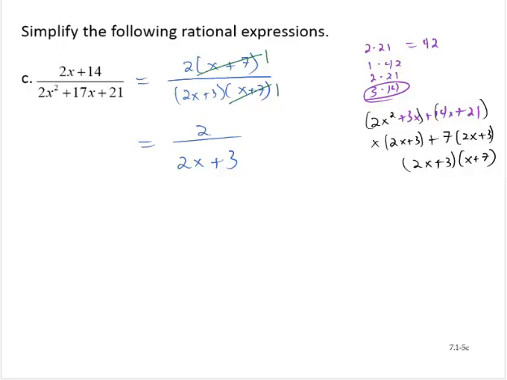Can we remove those 2's? No, we can't, because 2 is part of this term, the first term. It is not a factor of the entire denominator. So we would leave this as 2 over 2x plus 3.